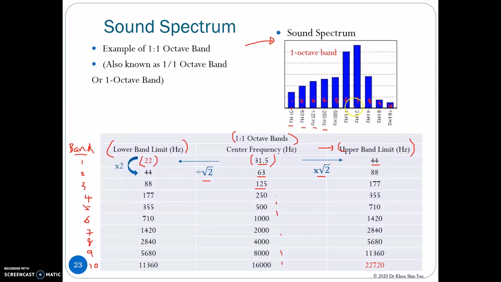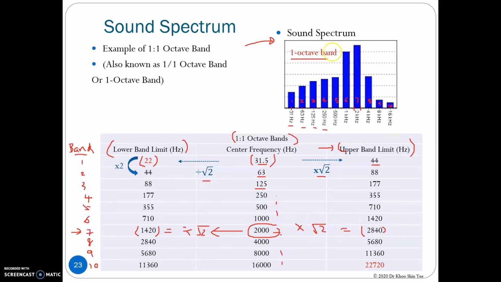Let's find the lower band limit and upper band limit for band number 7. By referring to this standard, the center frequency is 2000, and from here, if you divide it with square root 2, then you should obtain this number. To find the upper band limit, just take the center frequency and multiply it with the square root 2. Then you should obtain this answer.